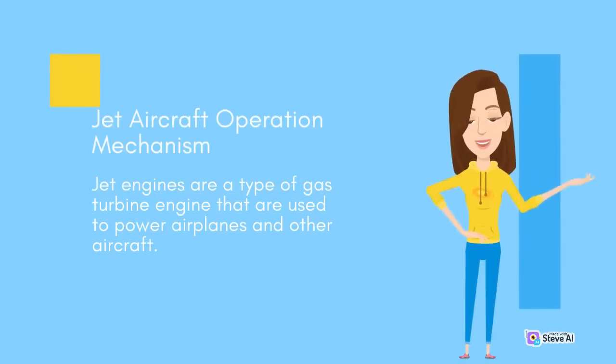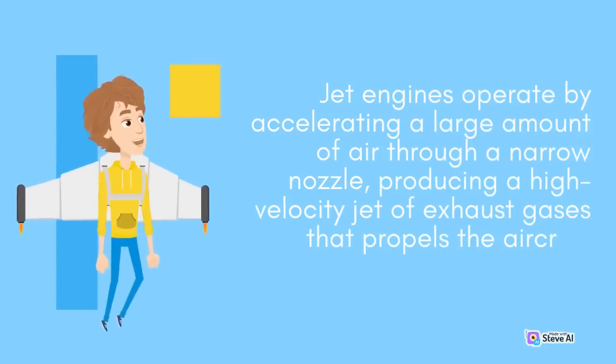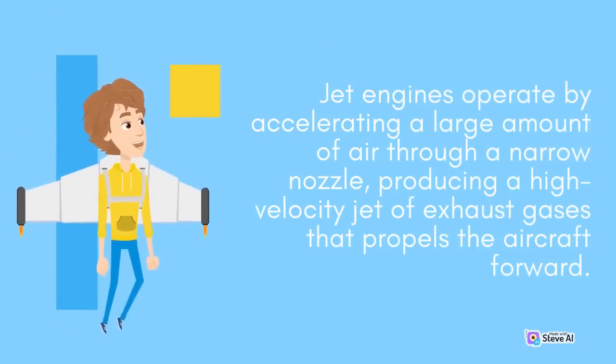Jet aircraft operation mechanism. Jet engines are a type of gas turbine engine that are used to power airplanes and other aircraft. Jet engines operate by accelerating a large amount of air through a narrow nozzle, producing a high-velocity jet of exhaust gases that propels the aircraft forward.